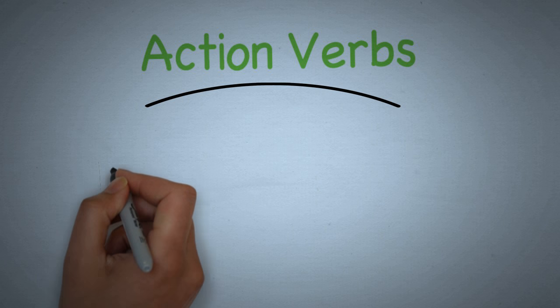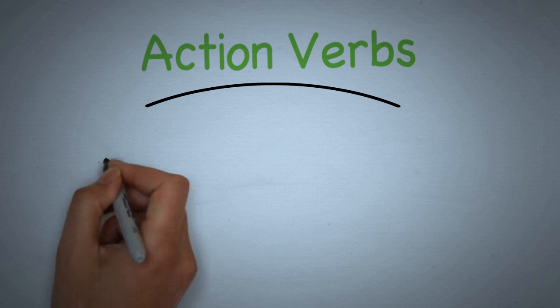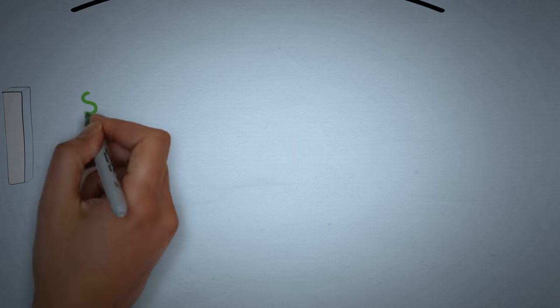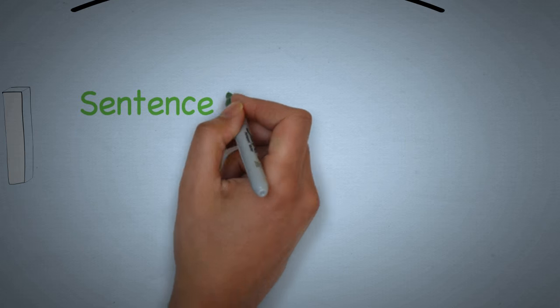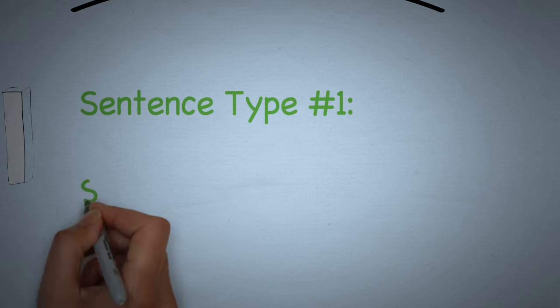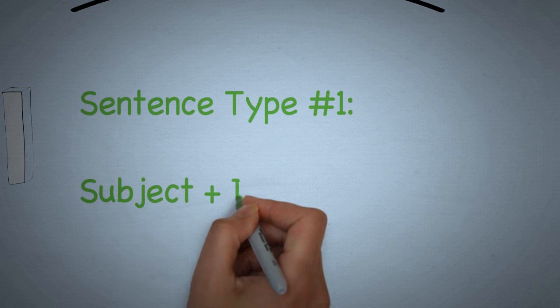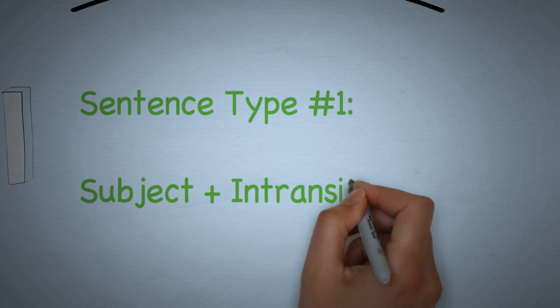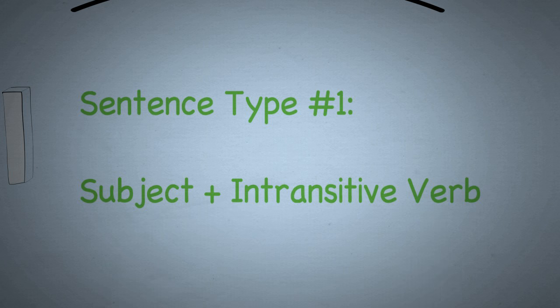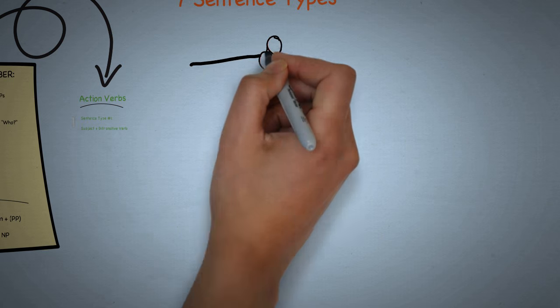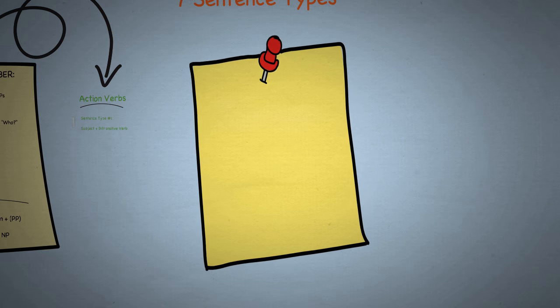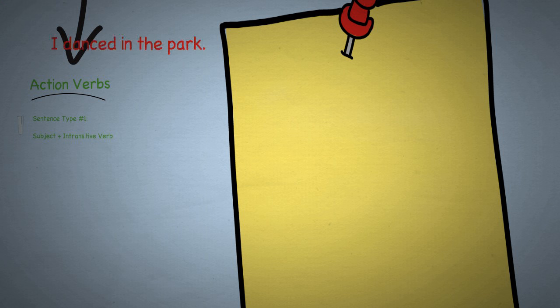There are 4 types of action verb sentence structures. We're going to start with the first one, sentence structure 1, and this one actually does not have an object. It's simply a subject plus an intransitive verb. That intransitive verb is an action verb, but it does not have a noun phrase object following it.